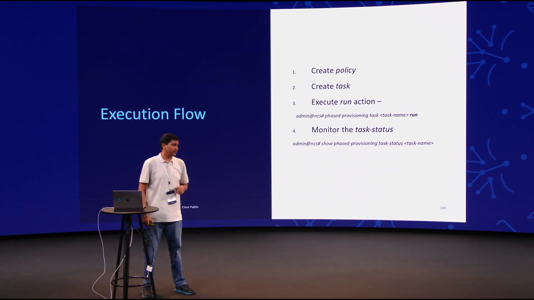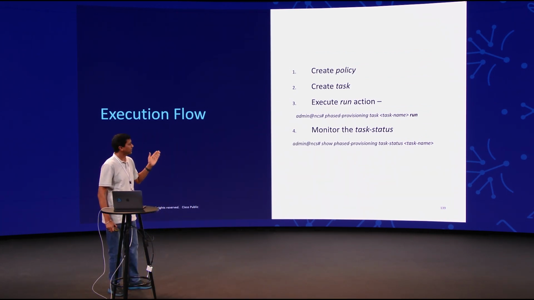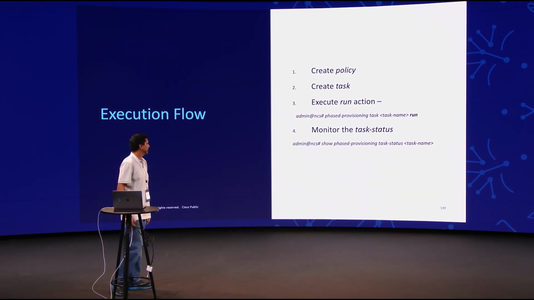Let's see what the execution flow is. If you want to use the package, first thing you'll do is create the policy. Then you create a task. Then you run this action. That's where the framework will take those things and start doing whatever it's supposed to do, which I'll cover. And then you want to monitor the status. There's a show command you can run to monitor the task status, right?